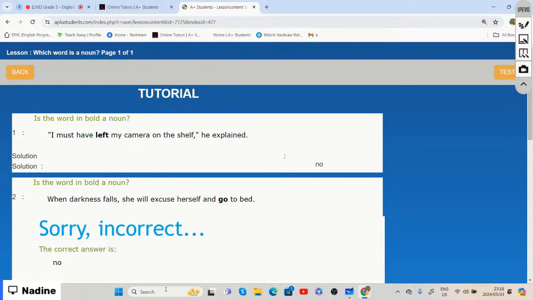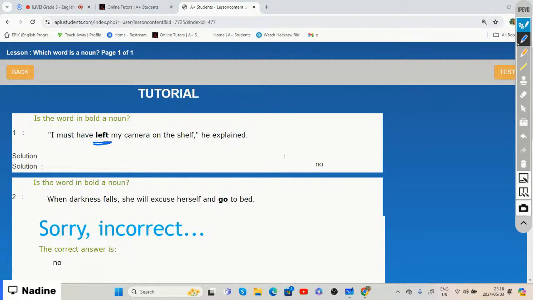All right, so if we look at the word left, right? This word left is not a noun. So we're just going to say that no, it is not a noun.